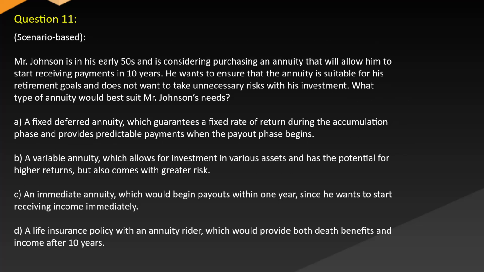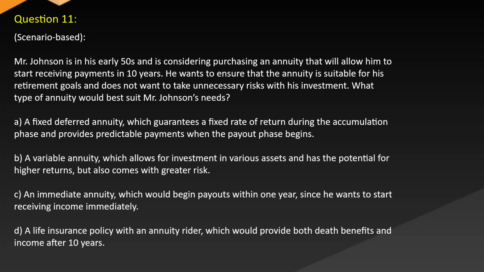Question 11, scenario-based. Mr. Johnson is in his early 50s and is considering purchasing an annuity that will allow him to start receiving payments in 10 years. He wants to ensure that the annuity is suitable for his retirement goals and does not want to take unnecessary risks with his investment. What type of annuity would best suit Mr. Johnson's needs? A. A fixed deferred annuity, which guarantees a fixed rate of return during the accumulation phase and provides predictable payments when the payout phase begins.